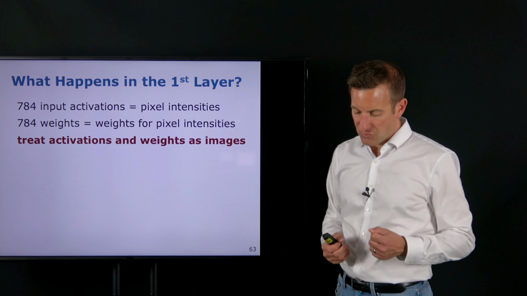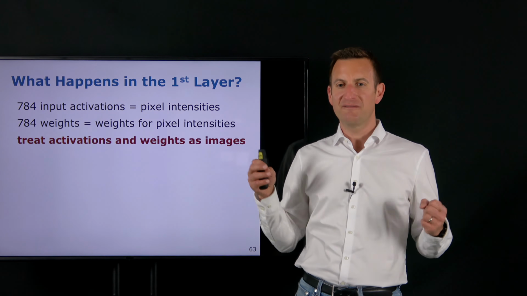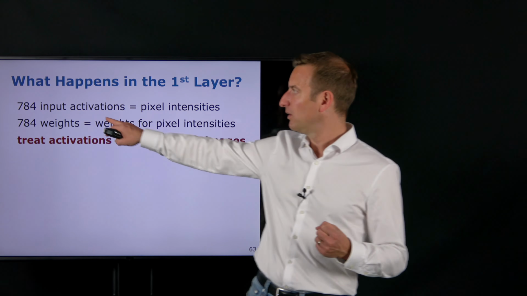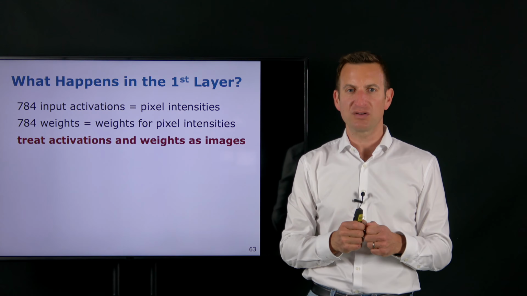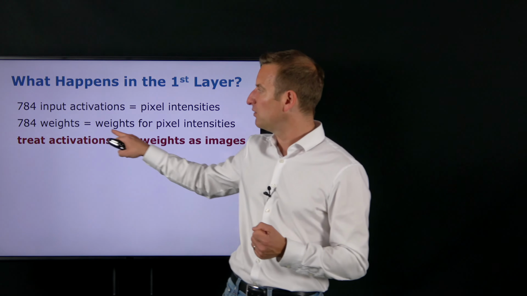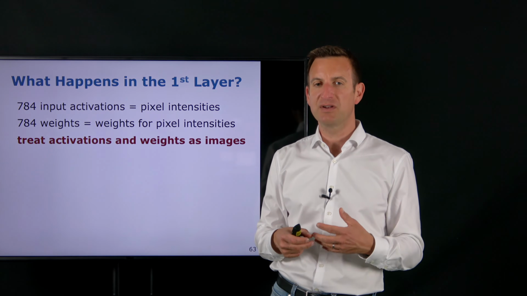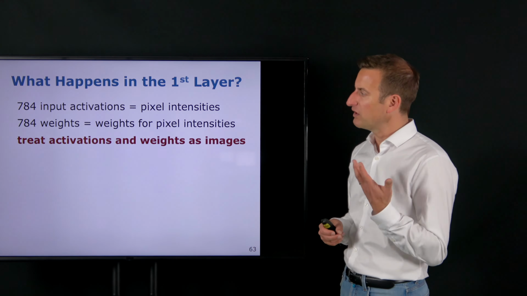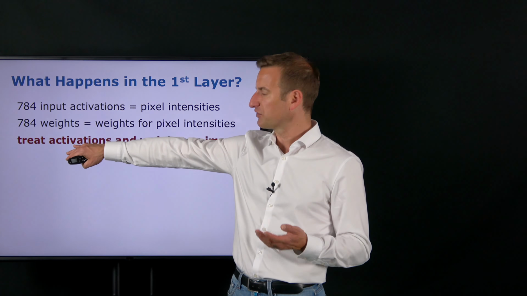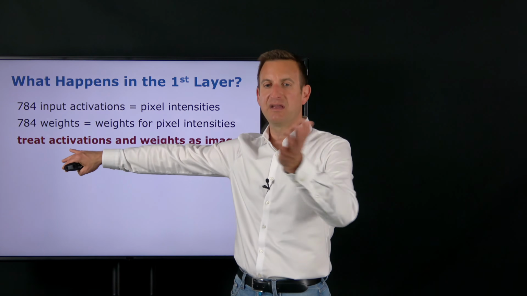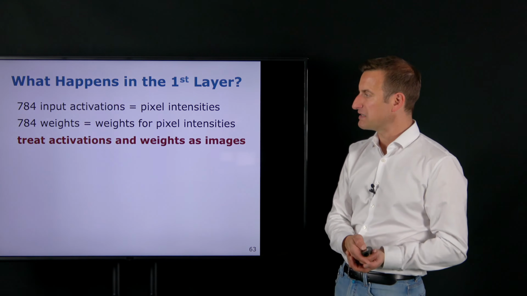Okay, just for illustration purposes, let's go back. We have this vector of 784 pixel intensities. Let's rearrange them into an image, not a vector, just for illustration. We can do the same with the weights, which are exactly the same number, so we can put the weights into exactly the same type of image. Let's treat those activations and weights as images. In the first layer, where we are right now, those activations are pixel intensities, but in later layers they do not necessarily correspond to individual pixel intensities.